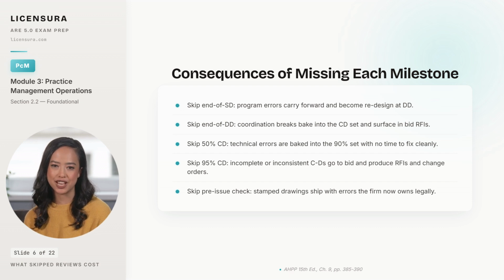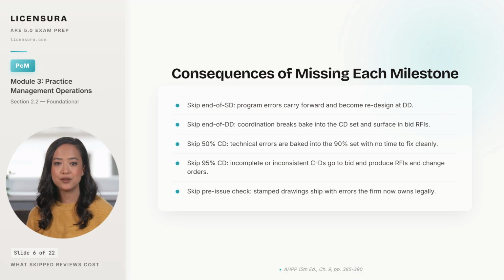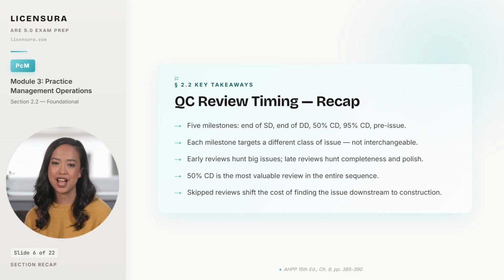Skip the 95% review, and inconsistencies go to bid in the CDs, which produces RFIs during construction and change orders the firm has to defend. And skip the pre-issue check, and stamped drawings leave the firm with errors the architect of record now owns legally because the seal binds the firm to what's shipped. 5 takeaways tie the timing discipline to the consequences it prevents. 5 takeaways on QC review timing.